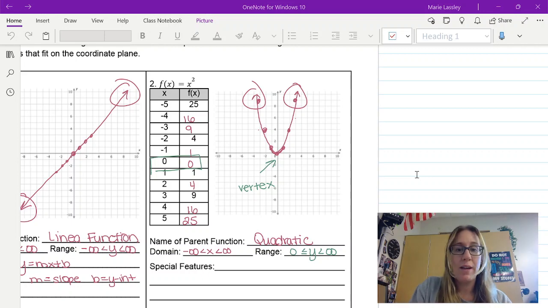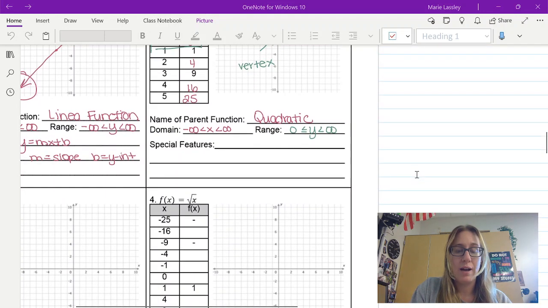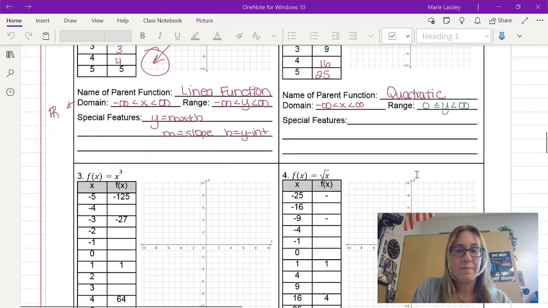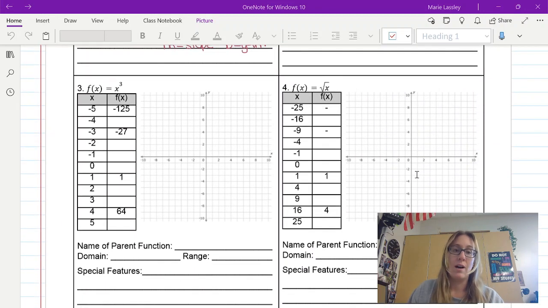All right, moving on then to our x cubed function. So let's go ahead and fill in our table. Now, when you cube a negative, it actually does stay negative. So a cube is saying -4 times -4 times -4. That is a negative times a negative to get a positive, and then a positive times a negative to get us another negative. So with cubing functions, it does stay negative.